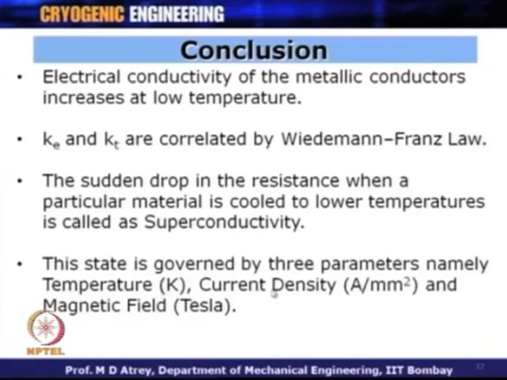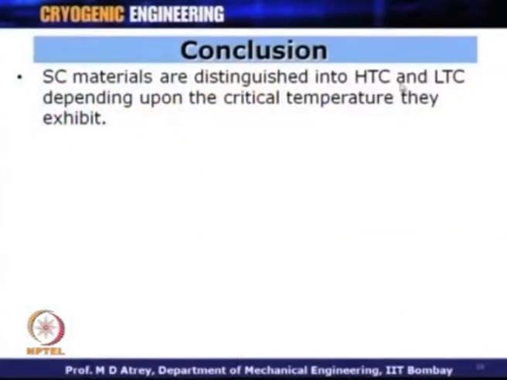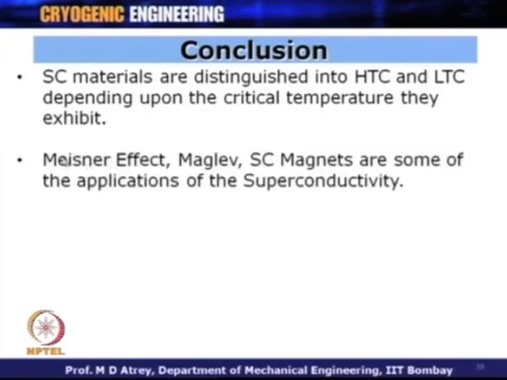This state is governed by three parameters, namely temperature, current density and magnetic field. The superconducting materials are distinguished into high Tc material and low Tc material depending on the critical temperatures they exhibit. We also saw that the Meissner effect, maglev and superconducting magnets are some of the applications of superconductivity.